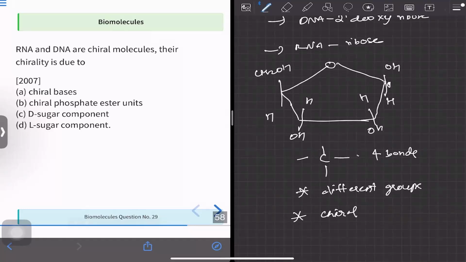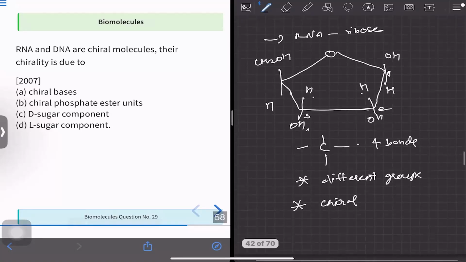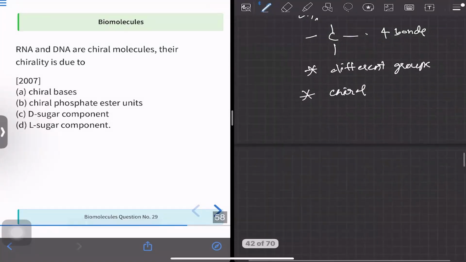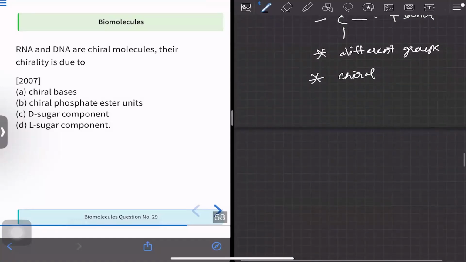OH, H, and this second group. The second carbon is also chiral, where one is attached to H, OH, and this is a different one. The third carbon is attached to H, OH, and this one, which is a different one. So the sugar that makes the RNA and DNA is a chiral molecule.